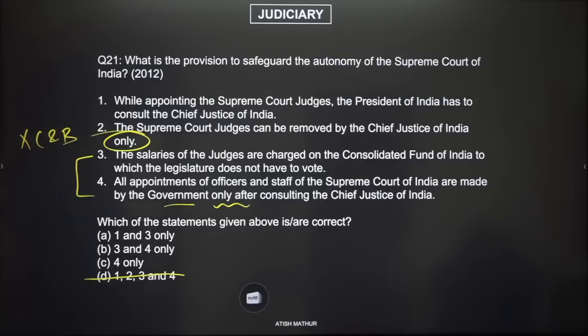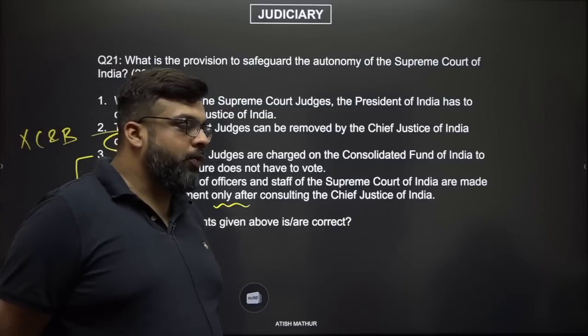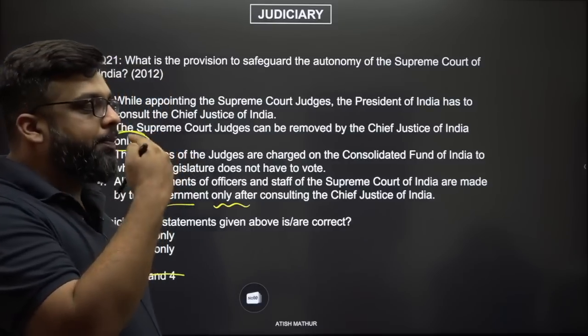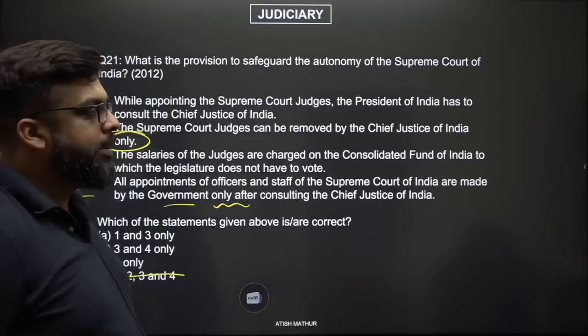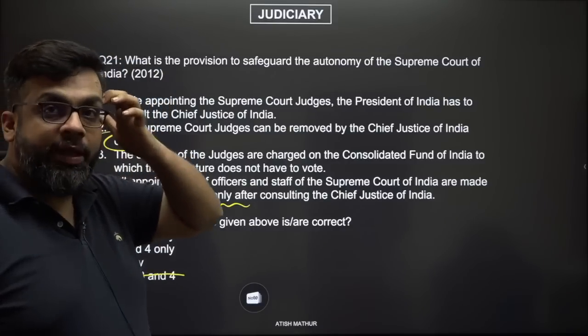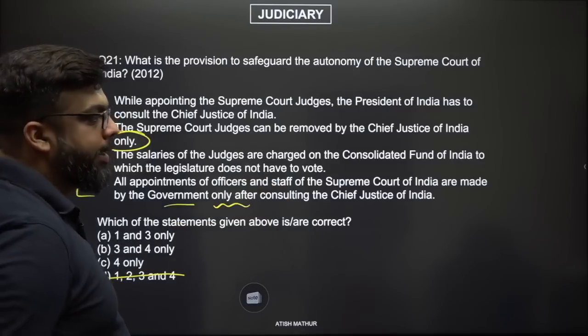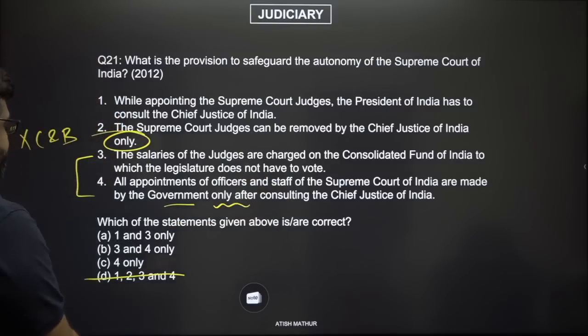While appointing the Supreme Court judges, the President has to consult the Chief Justice of India. The salaries are charged to the CFI, which is true, and what is charged to the CFI is not put to vote. It is assumed to be passed under ordinary circumstances because it is needed for the efficient functioning of certain key agencies to maintain democratic balance. So 1 and 3 is definitely correct. There's no other option apart from this.